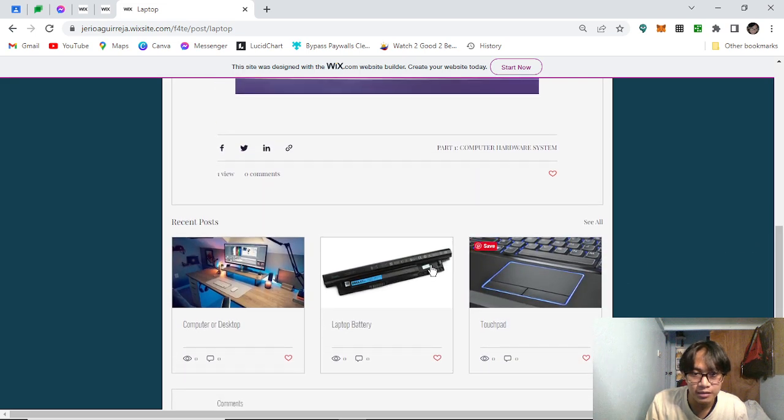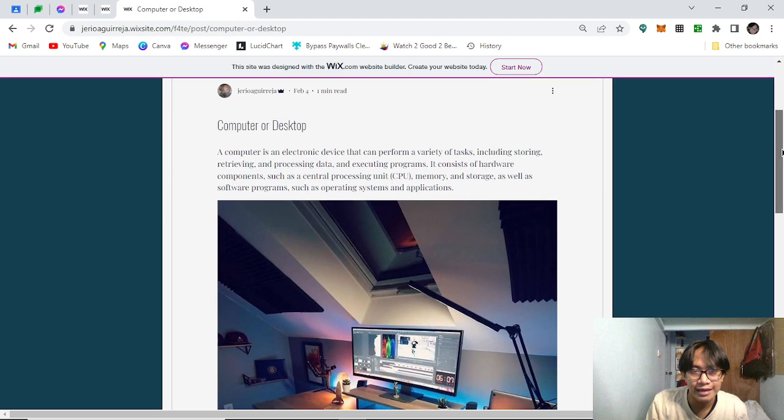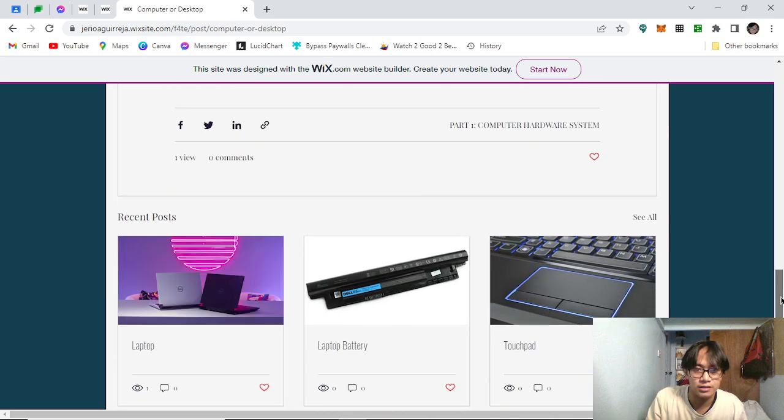Next is the computer or desktop. Computer or desktop is an electronic device that can perform a variety of tasks, including storing, retrieving, and processing data, executing programs. It consists of hardware components such as a central processing unit, which is the CPU, memory, and storage, as well as software programs such as operating system and applications.